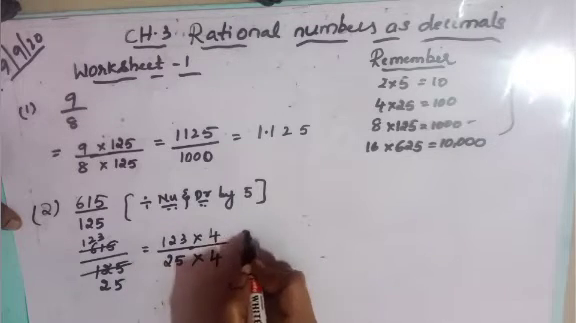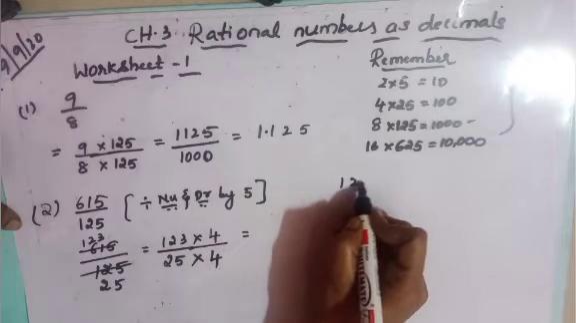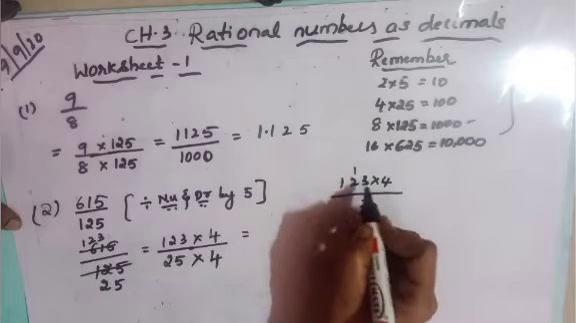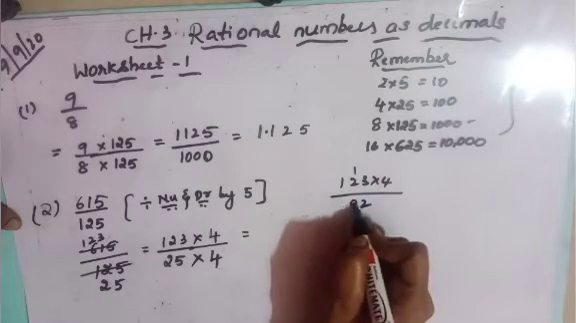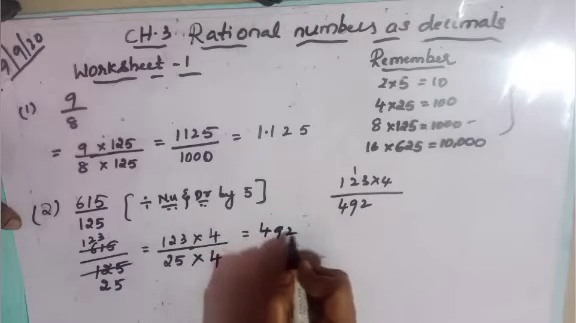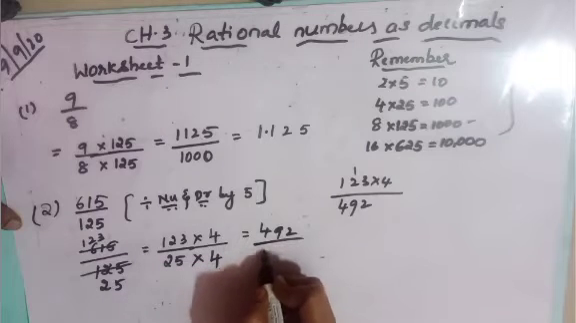So how much will we get here? 123 into 4. 4 3s are 12. 4 2s are 8 plus 1 is 9. 4 1s are 4. That is 492 we will get. 492 divided by, 25 4s are 100.